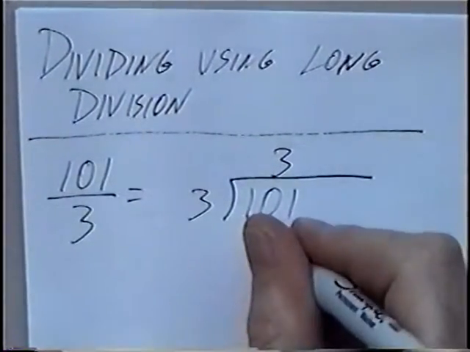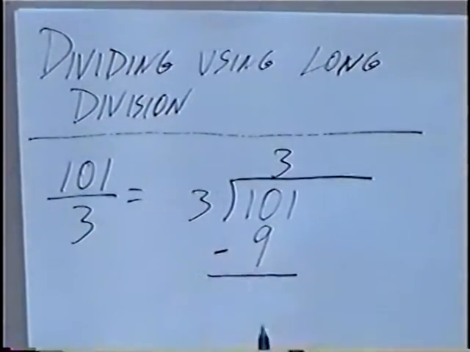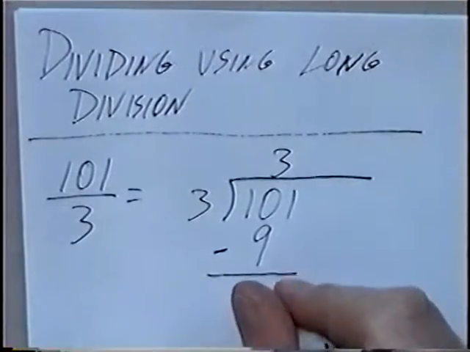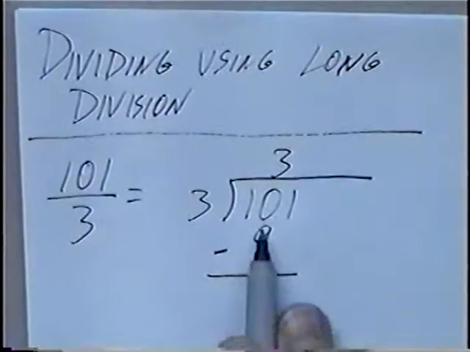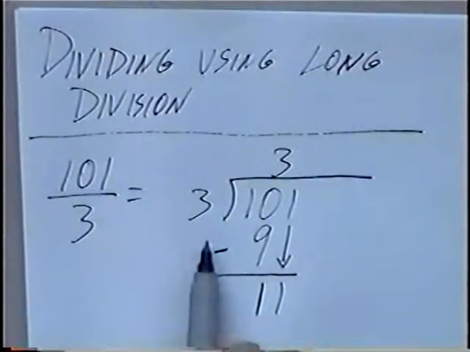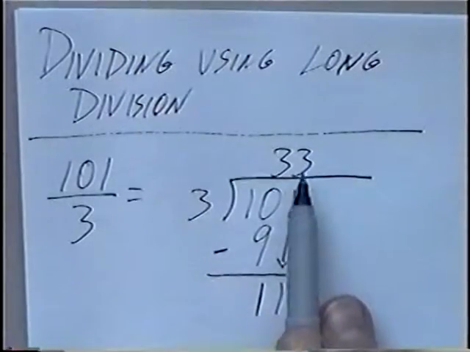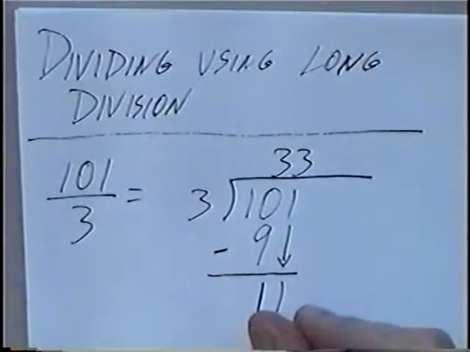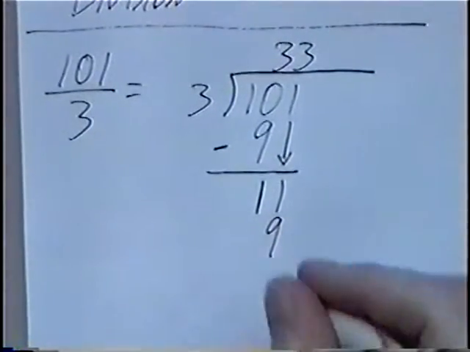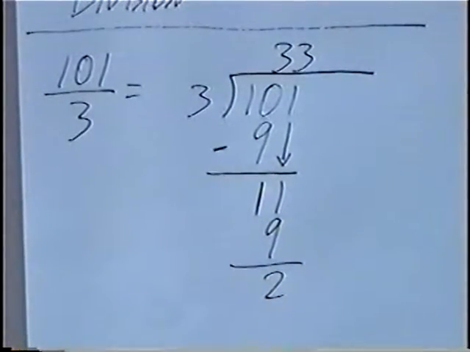3 goes into 10 3 times, and then we'll multiply 3 times 3, which would be 9. After we multiply, if you remember, we'll subtract. 10 minus 9 would be 1. And after we divide, we can drop down the next number, which would be 1. 3 into 11 would also go 3 times. And again, multiplying 3 times 3 would be 9. Subtracting, we'll have 2 left over, or a remainder of 2.